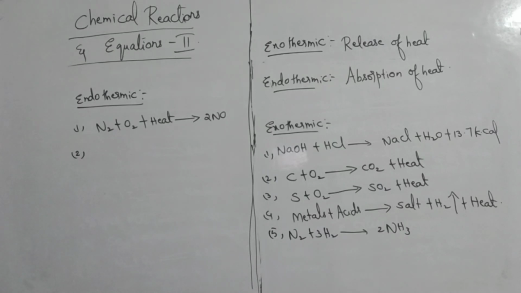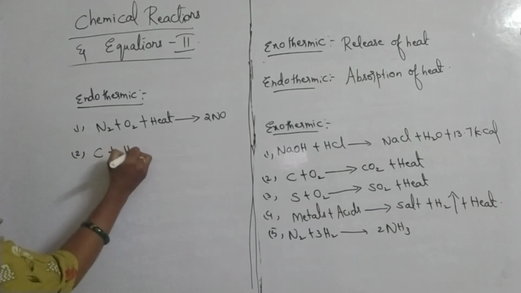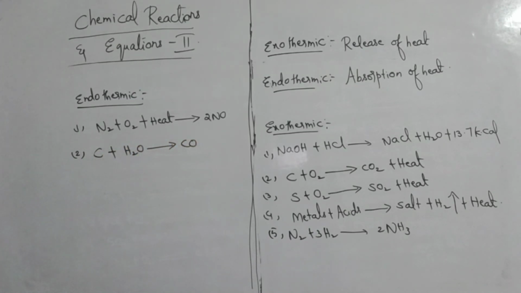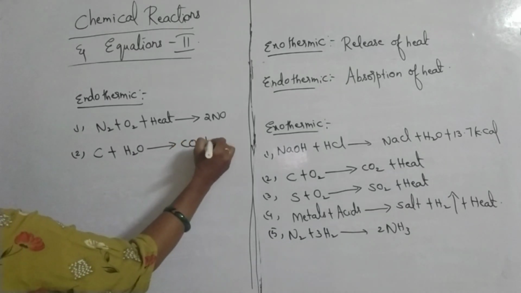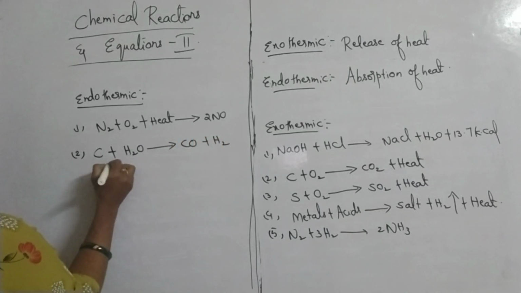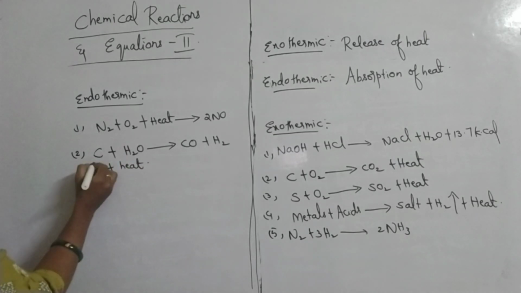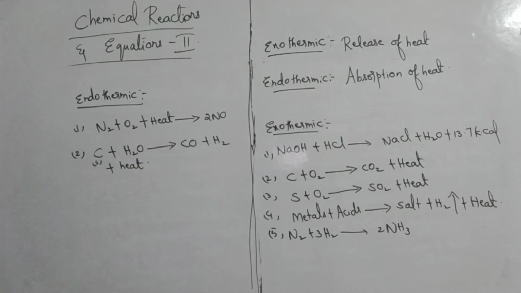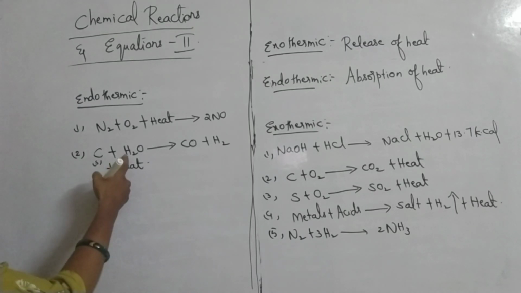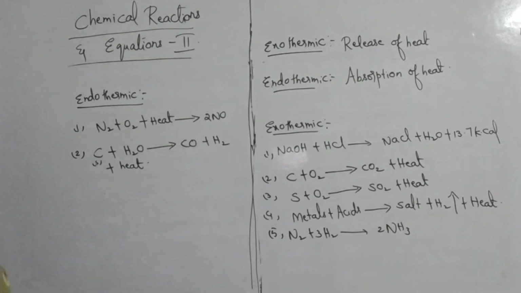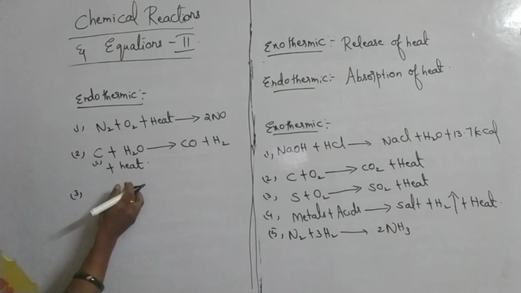C plus H2O gives rise to CO plus H2. Here also you need to supply some amount of heat to this solid carbon to react with water. On heating, it gives rise to carbon monoxide and hydrogen. It's also an example for an endothermic reaction.